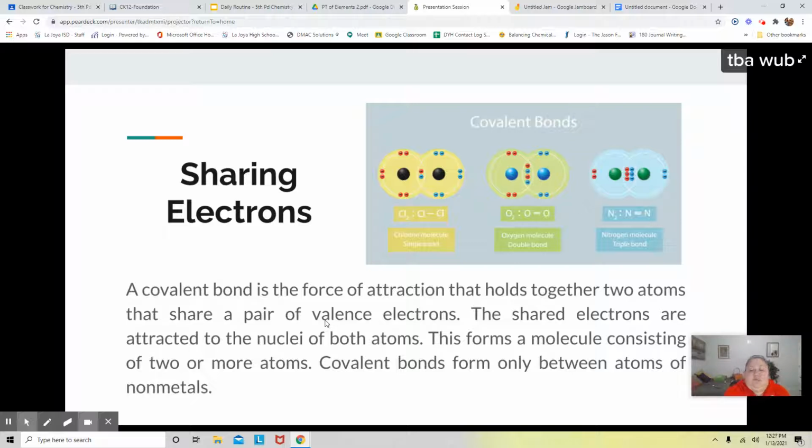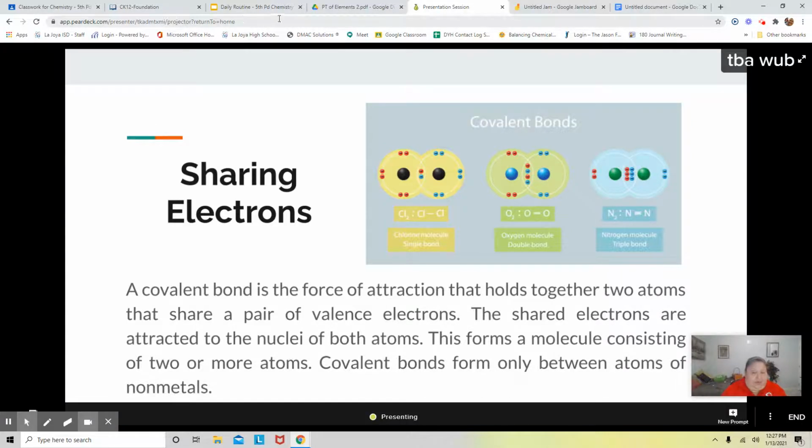Covalent bonds form only between atoms of nonmetals, okay? So if there's a metal in the formula, in the compound, you cannot have a covalent bond, and you definitely cannot have a covalent compound. It must always be between nonmetals, whether it's two nonmetals or three or however many are being connected. But they all must be nonmetals.